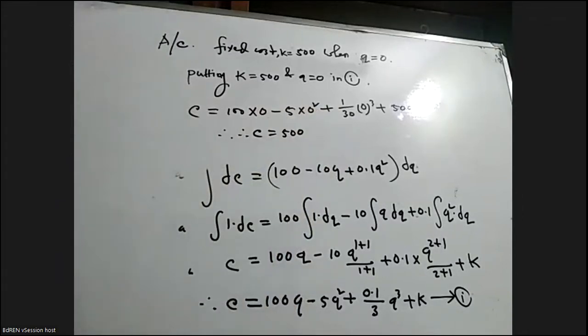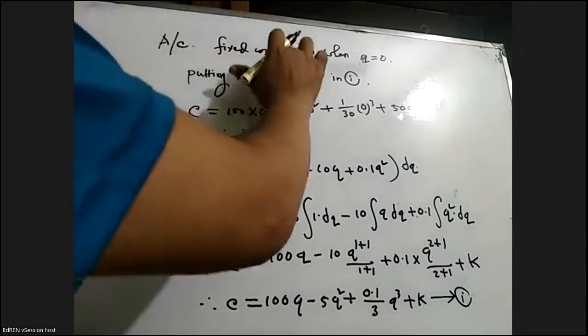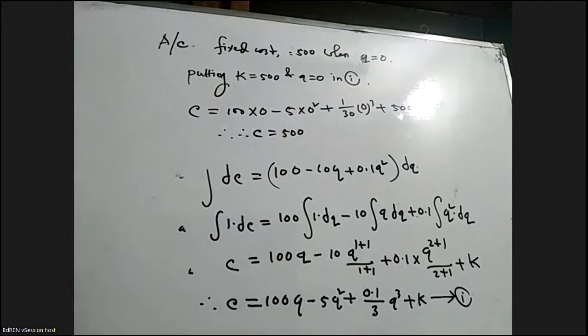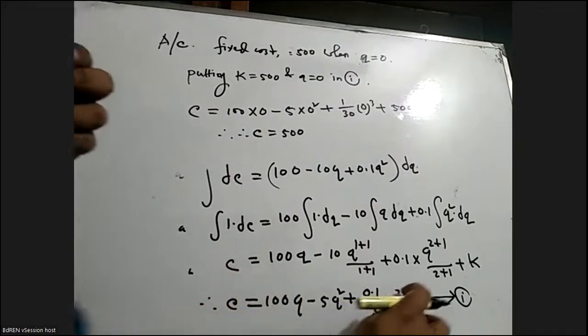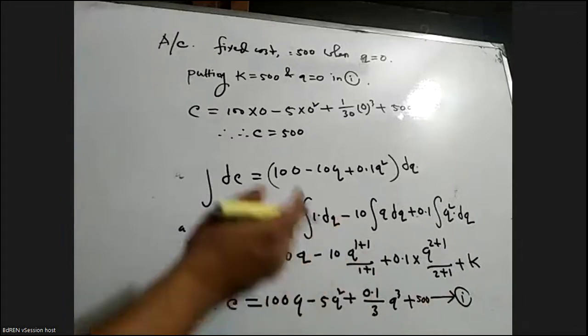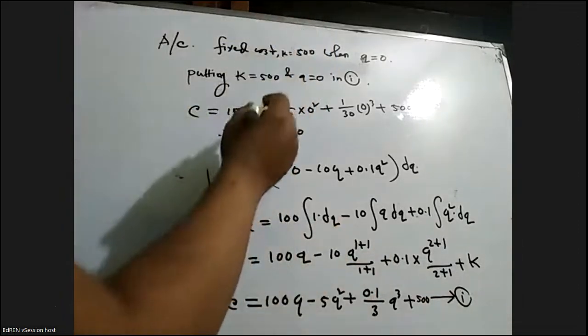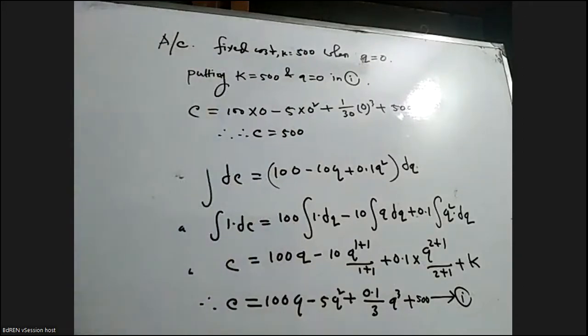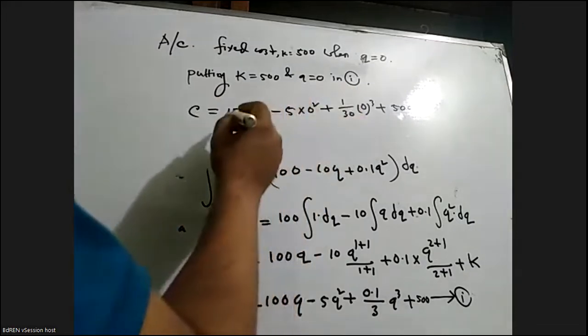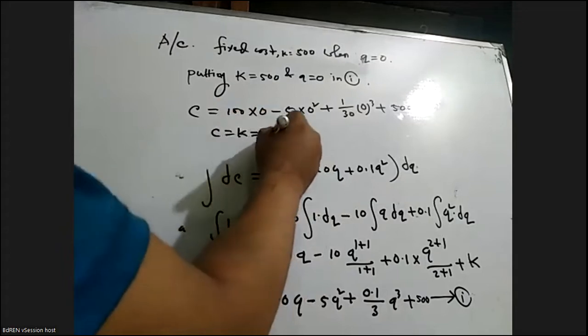Now, putting the value of c in the equation. Here, c equals the fixed cost. We are given the fixed cost is 5,000. So we can write equation 1 as k equals 5,000, because 5,000 is given. So k equals 5,000. Now, for production q equals 0, we get c equals k.